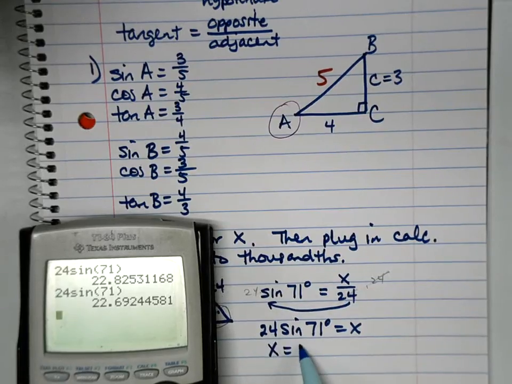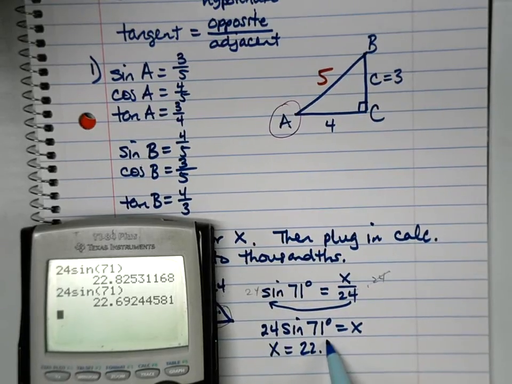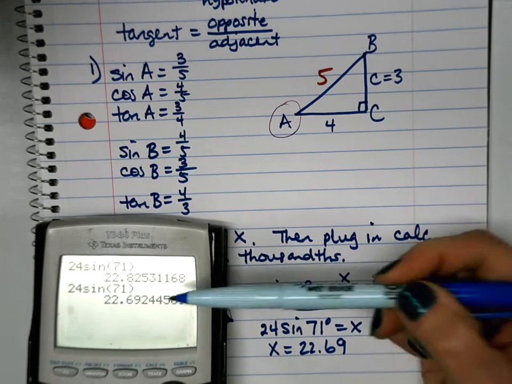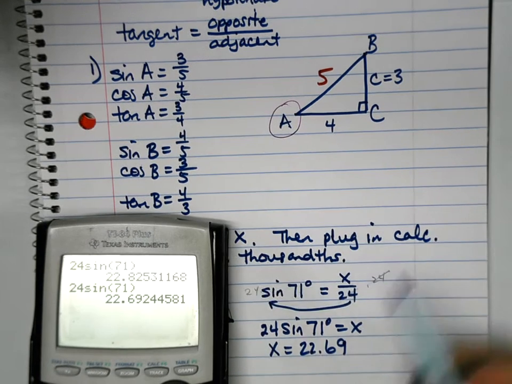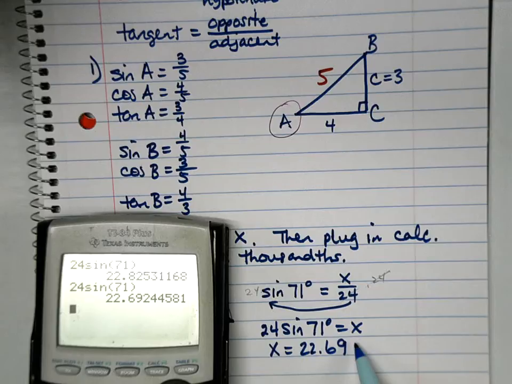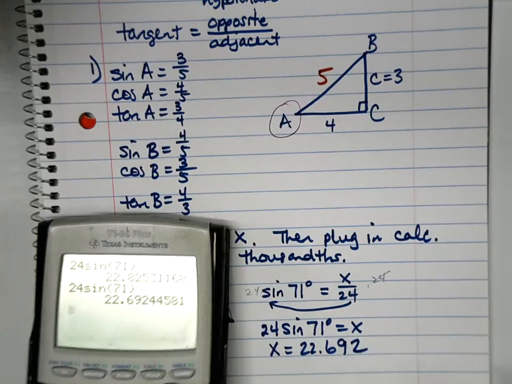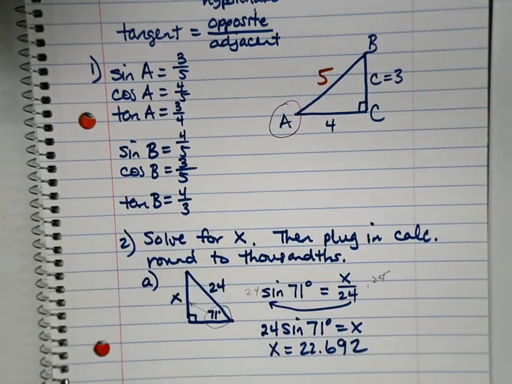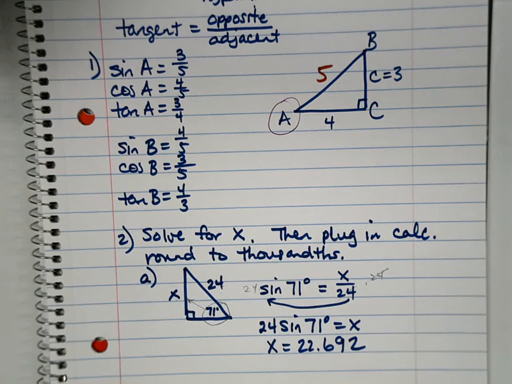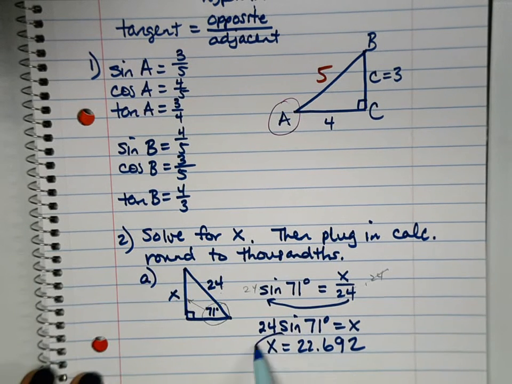Okay, so here we go. 22.69. Take it out 3 decimal places. What would it be? 692 or 3? 2, right? Do we have any units? No, so it would just be units. If we had like centimeters or something, we would include that. Okay, so that's after you punch it in the calculator.